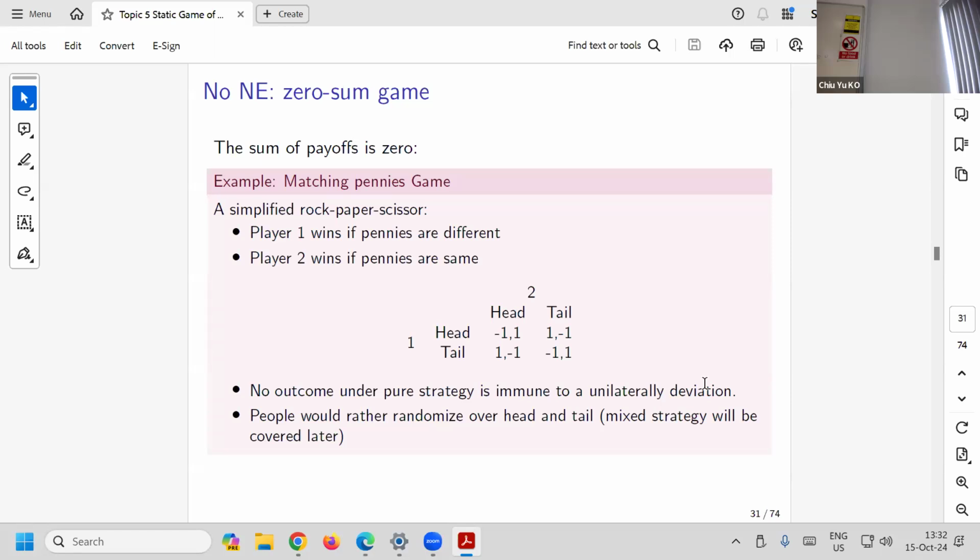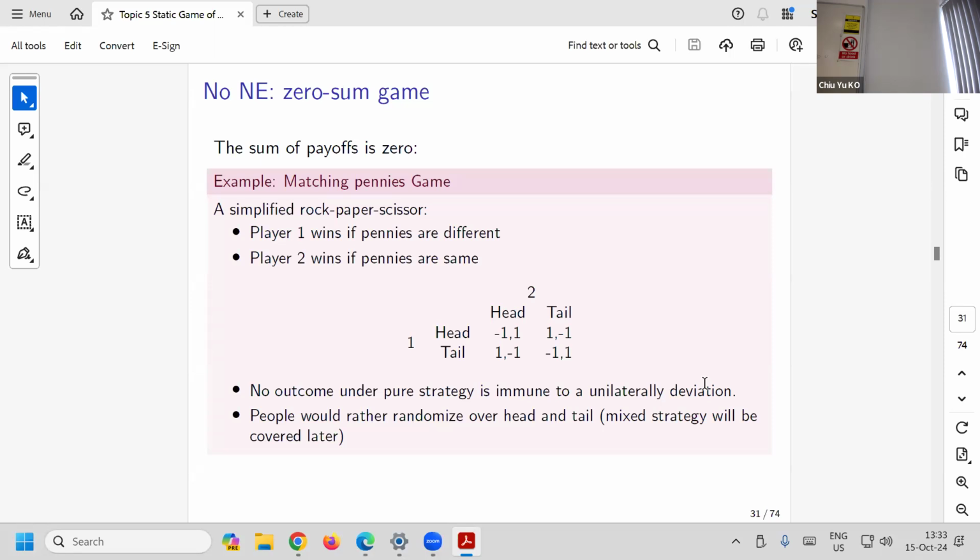Under head and head, player 1 loses. Under tail and tail, player 1 loses. Otherwise, if different, player 1 wins. The sum must be zero. Head head, then player 1 loses $1 and player 2 wins, and tail tail, player 1 loses. Otherwise, they're different, then player 1 wins $1. So that is the game.